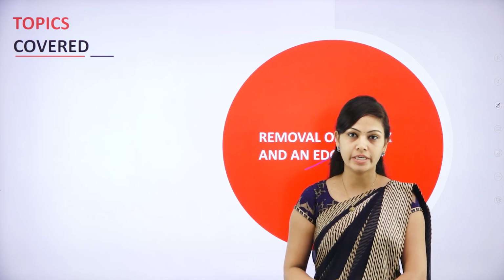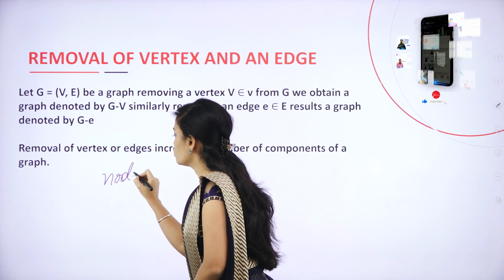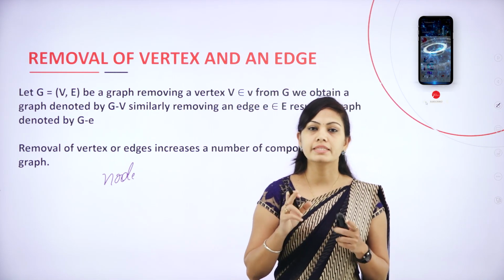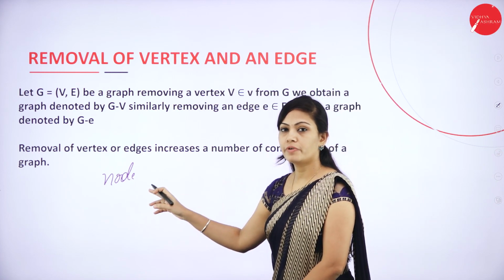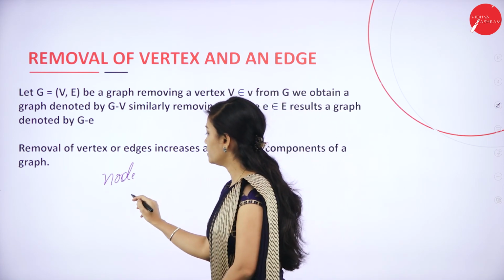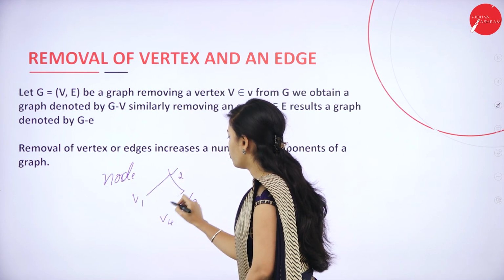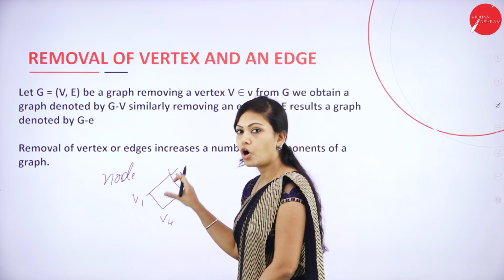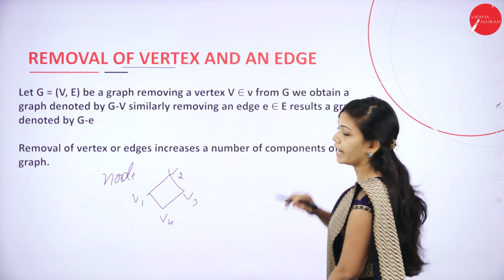So what is this vertex? The vertex is also known as node. The node or vertex of a graph is one of the objects that are connected together. So for example, we have V1, V2, V3, V4. So here we have four vertices, right? This vertex or node of a graph is an object that connects together. Clear?